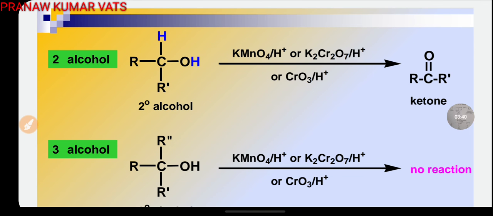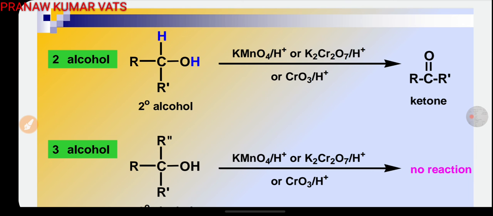While if we treat 2 degree alcohol with acidic KMnO4, acidic K2Cr2O7 or chromic acid, then it results in formation of ketone. And in case of 3 degree alcohol, there will be no oxidation. Instead of oxidation, an elimination reaction takes place and there will be formation of alkene. Remember that when we try to oxidize 3 degree alcohol, it will not undergo oxidation.